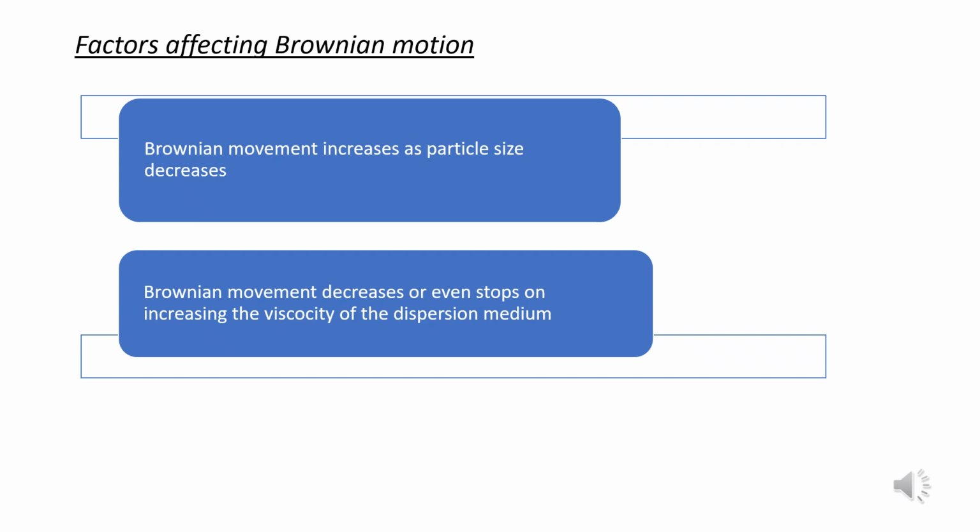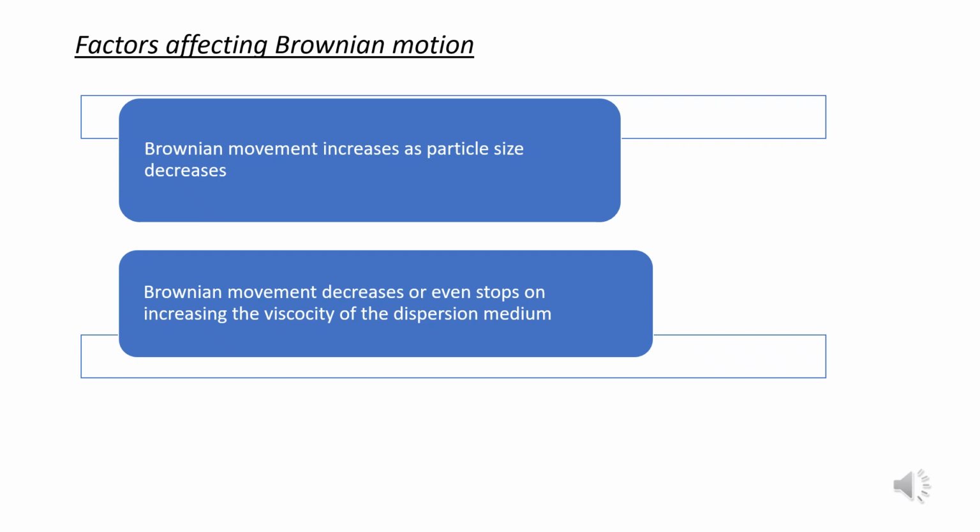And what is the importance of this Brownian motion? Brownian motion helps to prevent the settling of colloidal particles and maintains the stability of the colloidal system. It also keeps particles evenly distributed in the medium. Without Brownian motion, particles would settle down easily due to gravitational force. So in order to prevent settling and to maintain the stability of the colloidal system, Brownian movement is important.